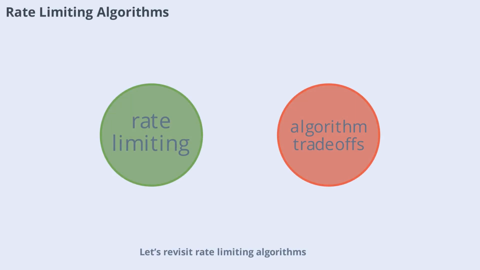Let's revisit rate-limiting algorithms. Fixed window counters are simple but prone to boundary burst issues. Sliding window logs and counters offer more accurate rate limiting by tracking requests within a moving time window. Token bucket algorithms provide flexibility for handling bursts. Understanding the trade-offs between these algorithms is crucial for designing scalable APIs.